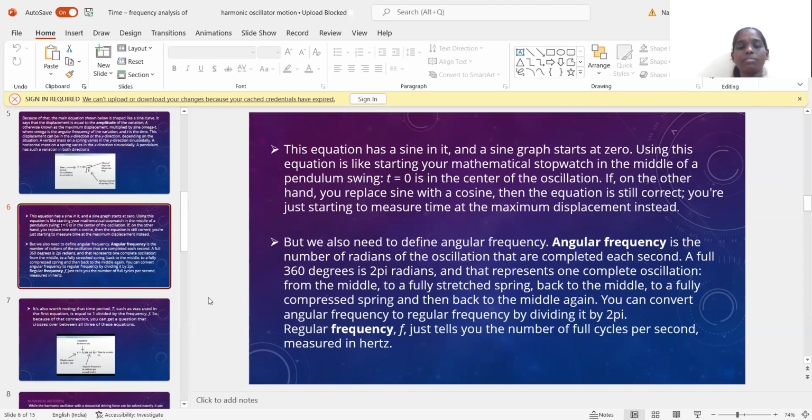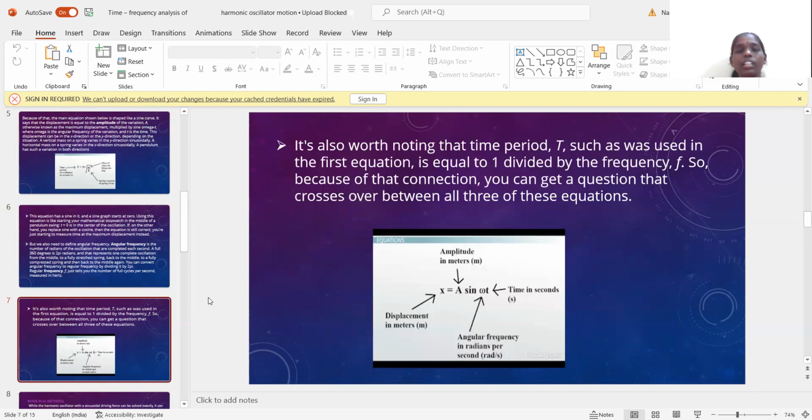You can convert angular frequency to frequency by dividing it by 2 pi. Frequency f just tells you the number of full cycles per second, measured in hertz. It is also worth noting that the time period T, such as was used in the first equation, is equal to 1 divided by the frequency f. So because of that connection, you can get an equation that crosses over between all three of these equations.